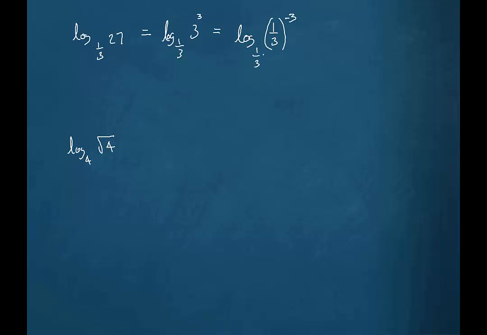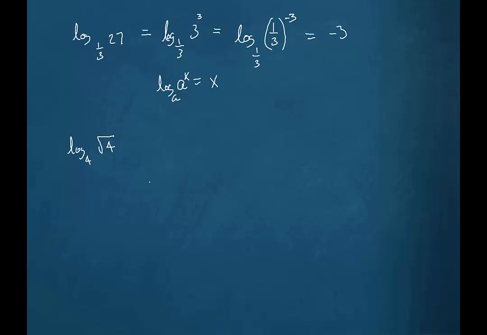So now we have an example of the property log base A of A raised to the x is x. So here we have this base and this base matching. So this whole thing is just equal to minus 3.